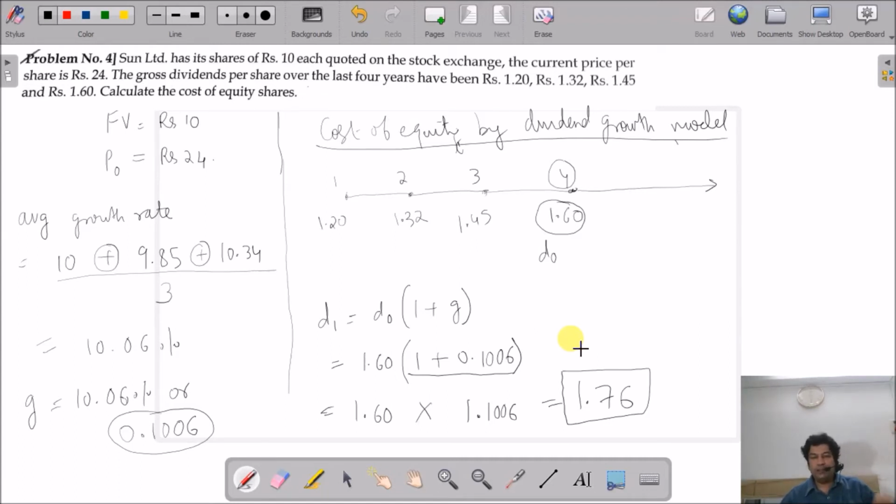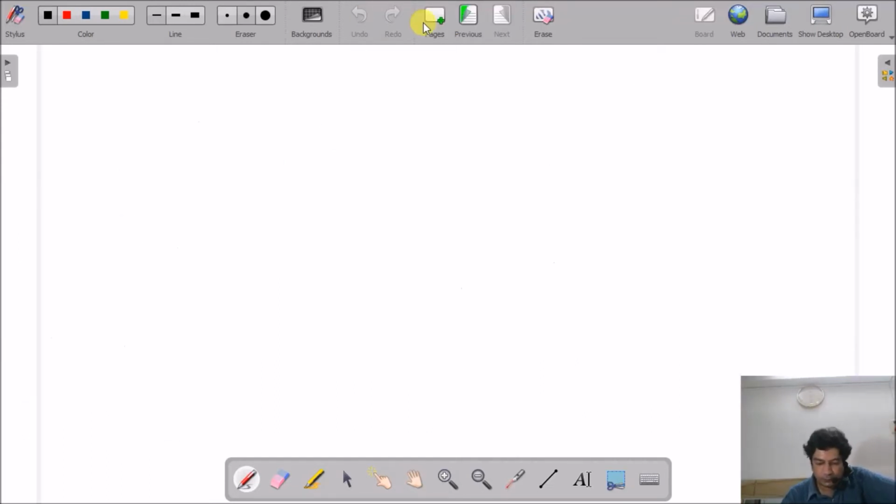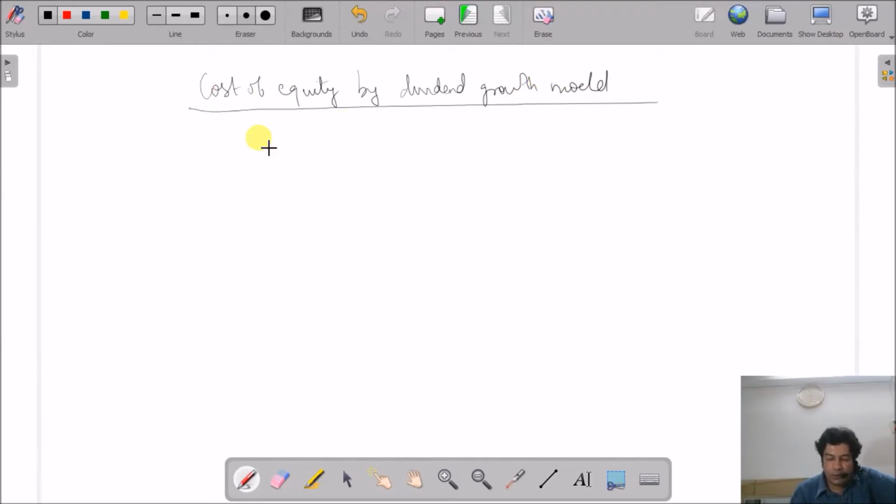So I hope I have made it clear that we are going to find the D1, which is the future dividend. So I'm taking the next page. Now we are going to find the cost of equity by the dividend growth model. So right now what I will write, K is called cost of equity. Your future dividend is D1, divided by your current market price P0, plus the growth rate.